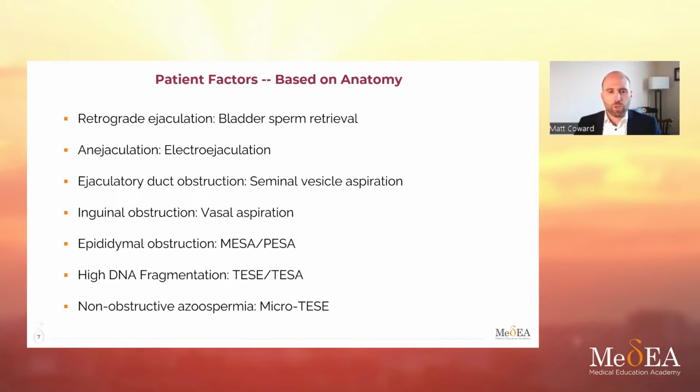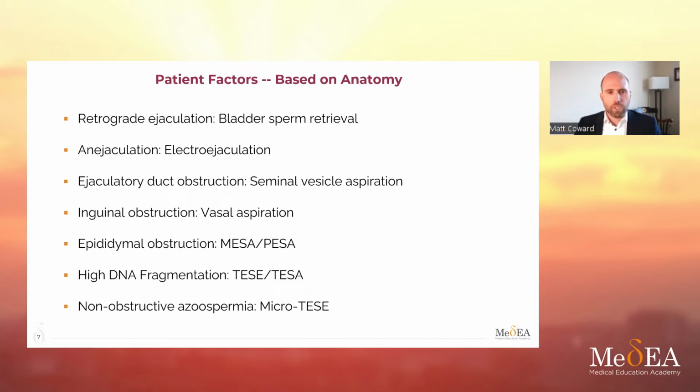For a patient with inguinal obstruction, such as from a prior hernia repair, those patients are going to have good sperm in the vas deferens, just proximal to that obstruction. So a vasal aspiration, which can be done through a no scalpel vasectomy technique, can get to the vas fairly easily and can get a sperm sample out of the vas from a patient with inguinal obstruction.